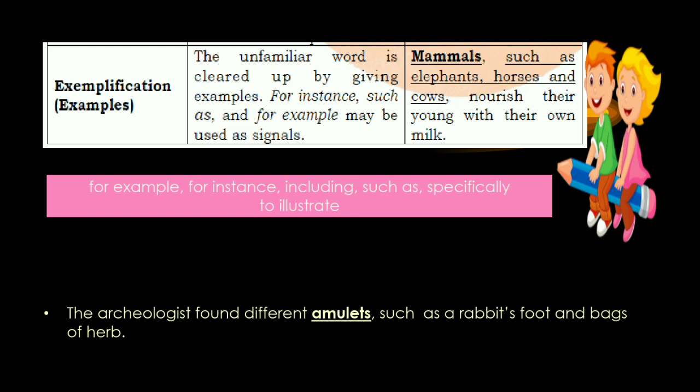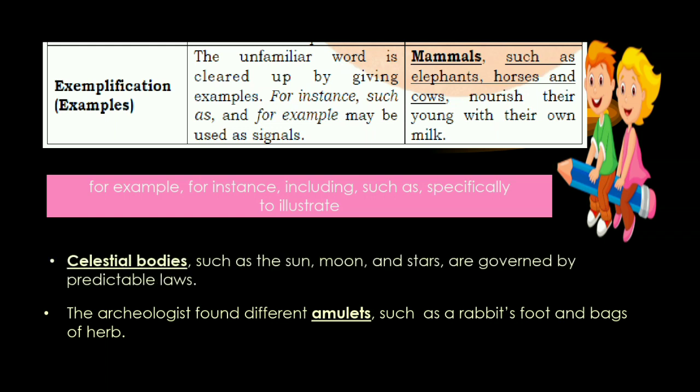Okay, so let's have an example. Celestial bodies such as sun, moon, and stars are governed by predictable laws. So as you can see, we have here the word celestial bodies. And it is being cleared up by the given examples, which are the sun, the moon, and the stars. Number 2, the archaeologists found different amulets such as rabbit's foot and bugs of herb.